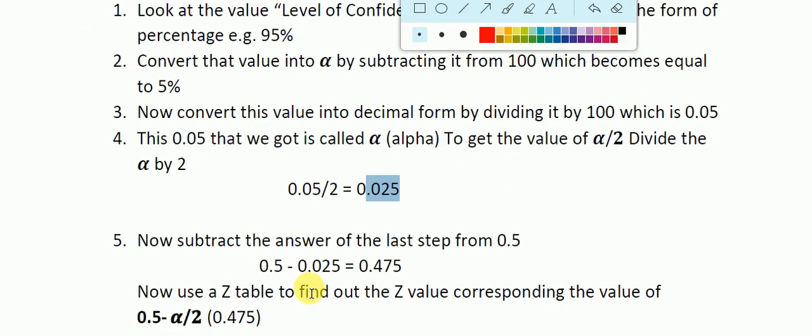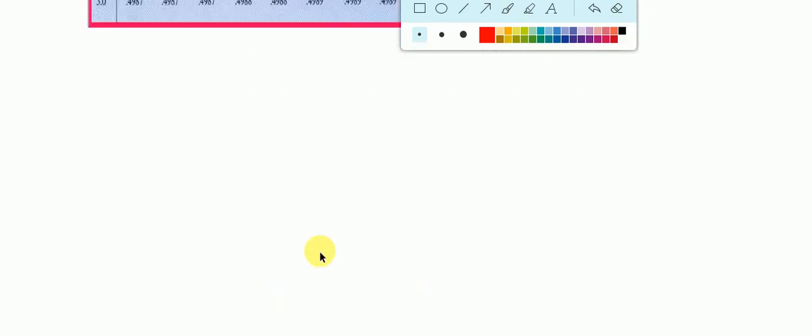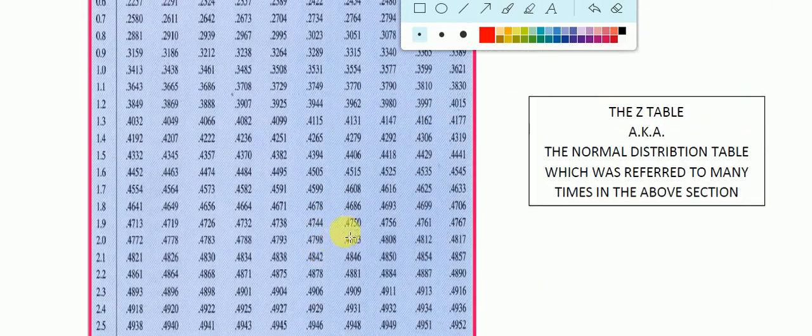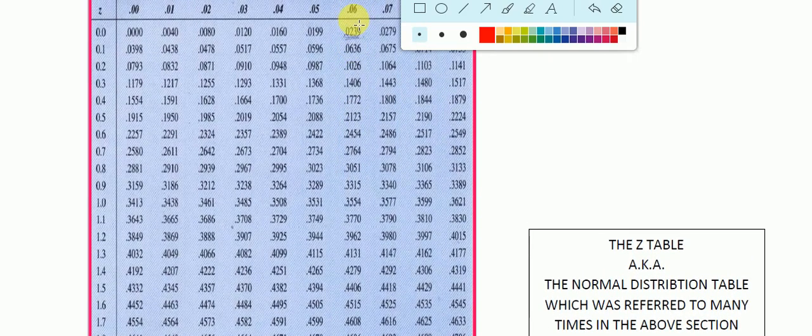Now subtract the answer of the last step from 0.5. So 0.5 minus 0.025 comes out to be 0.475. Now we'll use a Z table to find the corresponding Z value. So where is the Z table? 0.475 is here. If you look over here, we have 1.9, and if you look above, we have 0.06. So 1.96.